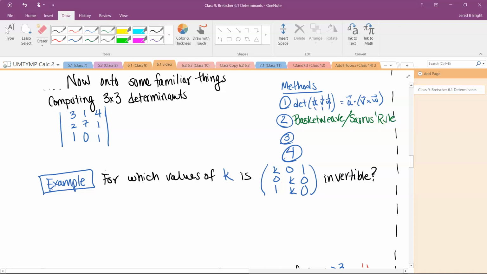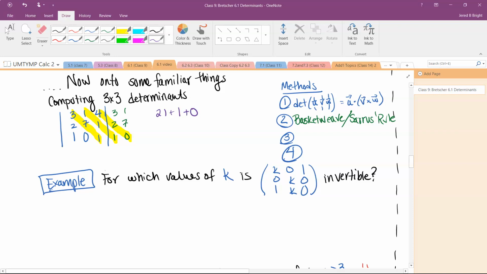But the idea of basket weave is that you end up rewriting the first two columns after the last column, so 3, 2, 1, 1, 7, 0, and then you take the diagonal products going from upper left to lower right and add those up. So let's just do that. We take this one, and this one, and so those diagonal products end up being 21 plus 1 and then plus 0.